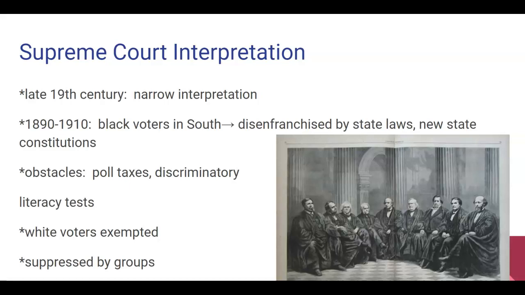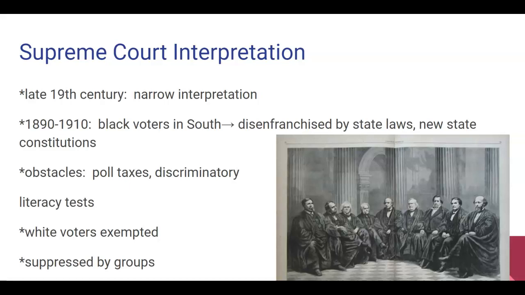Between 1890 and 1910, you had black voters in the South who were disenfranchised by state laws and new state constitutions. Regardless of the fact that the 15th Amendment was in place, there was enough leeway in the amendment that states could interpret it as they pleased, and so they put obstacles in the way, like literacy tests and poll taxes. There were stories that they would force black men who were going to vote to register to vote.